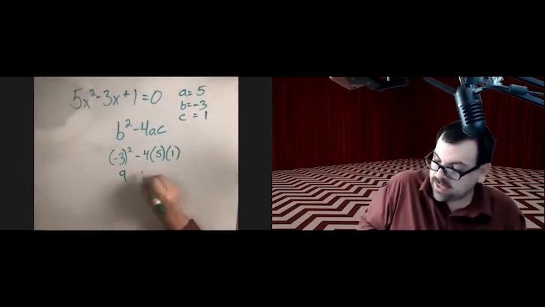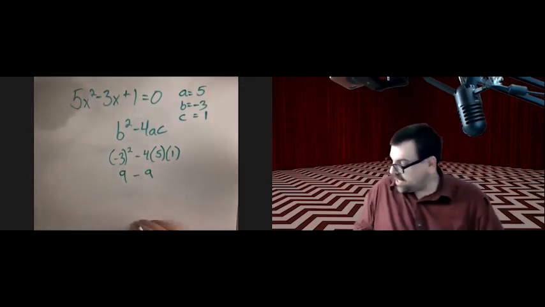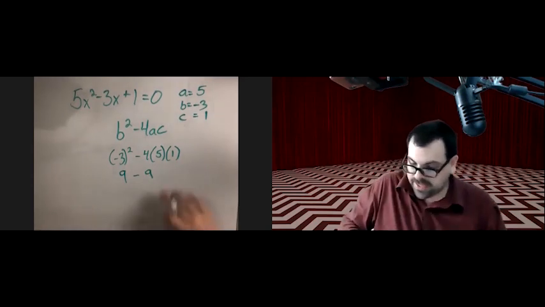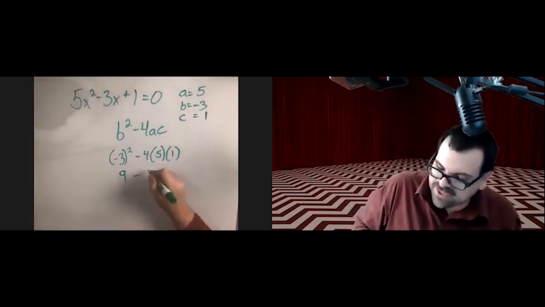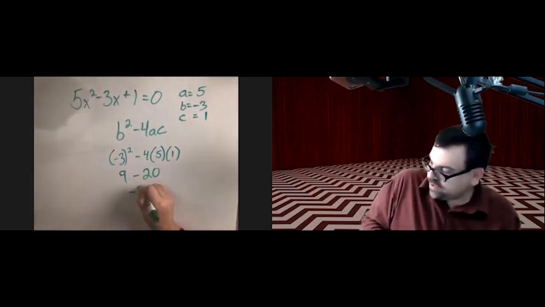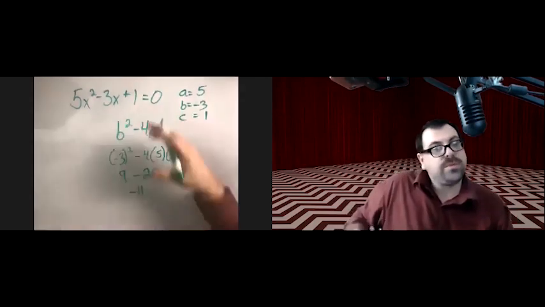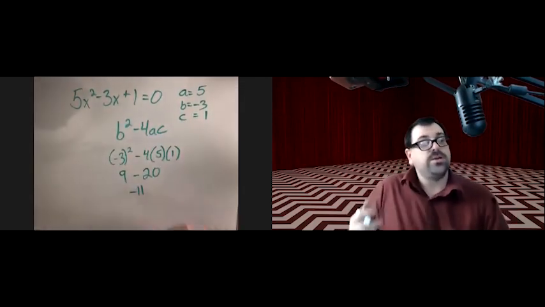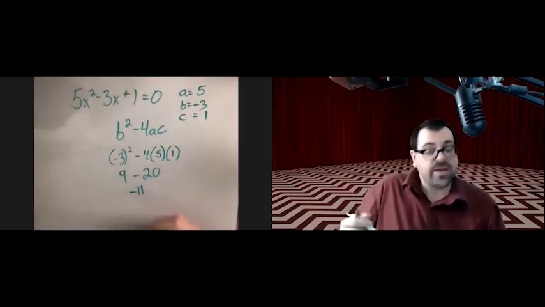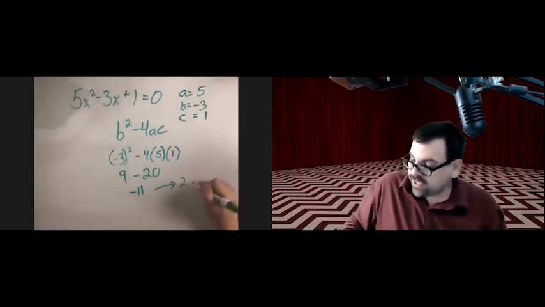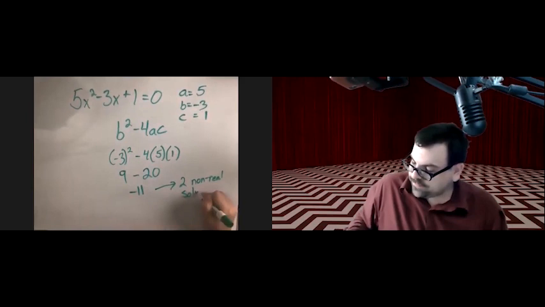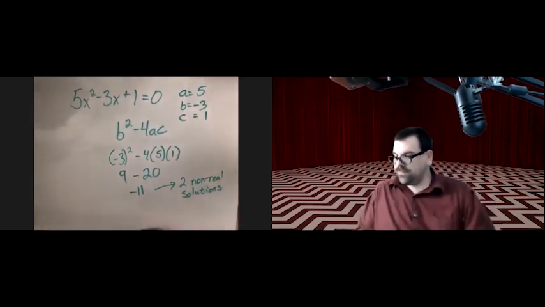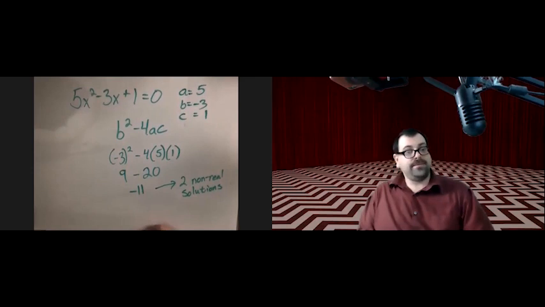That's positive 9 minus... no, not minus 9. What's wrong with me? That's 4 times 5, minus 20. So negative 11. Having a discriminant of a negative number means that when we use the quadratic formula, there will be a negative under the square root. That means we're going to get two non-real solutions. Two solutions that will involve i.